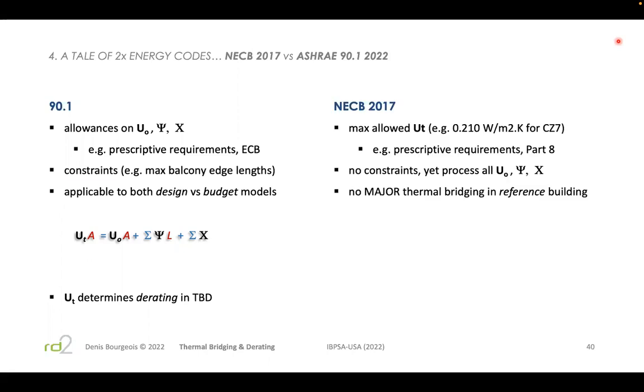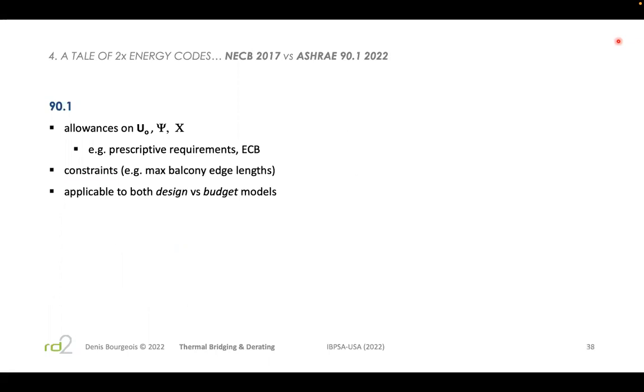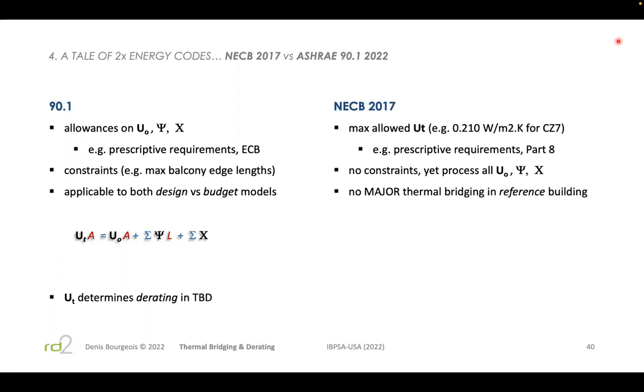Okay, the NECB 2017 onwards is a bit different. So the U values required in the code explicitly lay out very similar thermal bridging types that I've shown two screens before. But the requirement is that all of those effects need to be factored in the maximum allowed U value. Therefore, it's a UT and no longer a U naught. So if you're in climate zone 7, that's an R27 in IP units. So that's a U value of 0.10.